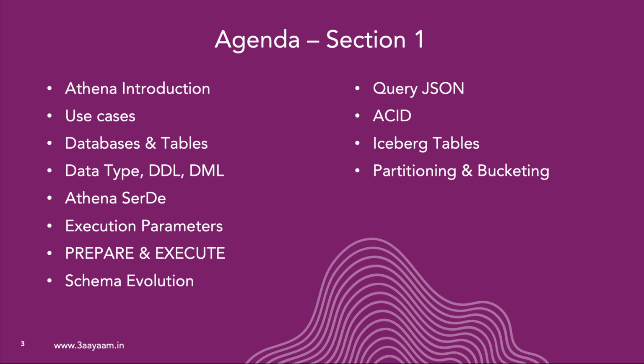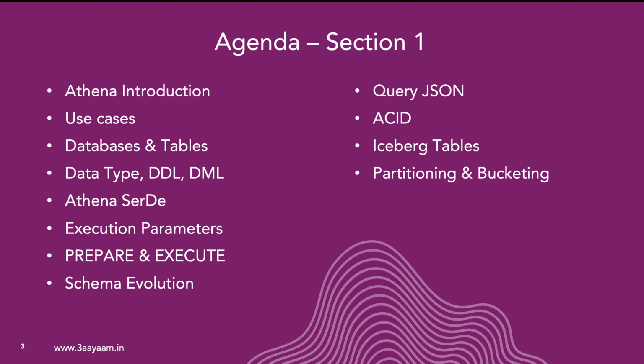How you can handle schema evolution or schema changes in Athena. How to query JSON data using Athena. And then the ACID compliance in Athena using Iceberg, Delta Lake and Hoodie tables, but I'll focus mostly on Iceberg tables. And then I'll conclude section 1 with partitioning and bucketing.